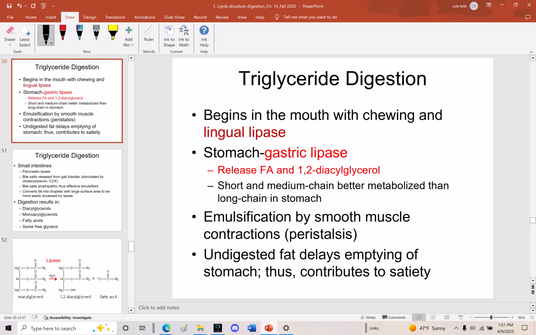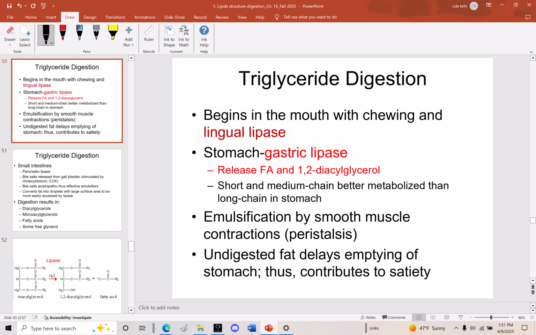Just so you know, short and medium chain are going to be more easily metabolized by the body than the longer chain. The longer the chain, the harder it is for the lipases to attack them. They can still do it, it's just going to take longer. So the shorter the fatty acid, the easier it's going to be broken down.